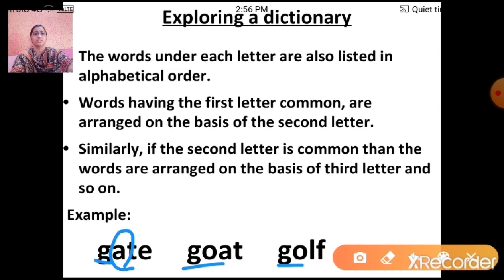Now, let's look at the next two words, that is goat and golf. Now, in this case, the first two letters, that is G-O and G-O, are common, right? So, we will look at the third letter, that is A and L, right? Now, in this case, A appears before L, correct? Hence, the word goat will appear before the word golf, right?